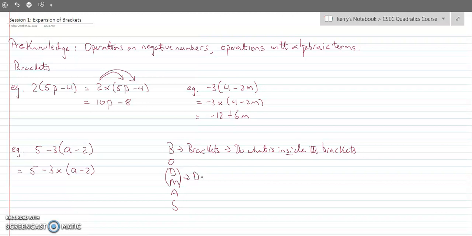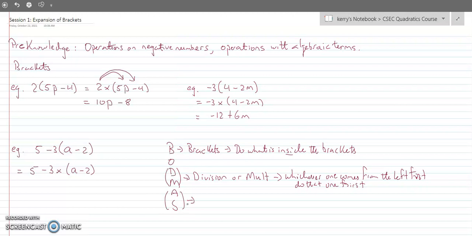D and M, as we know, this is division or multiplication. Now, the reason we say this is that whichever one comes first from the left between these two, you do that one first. Whichever one comes from the left first, right? Do that one first. So what that means is if division comes first from the left, you do division first. If multiplication comes first from the left, you do that first.